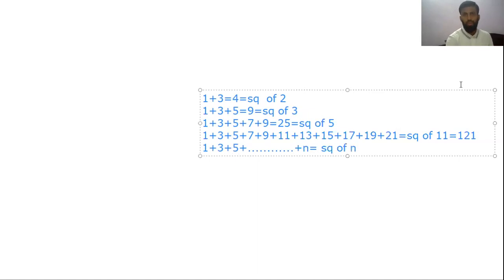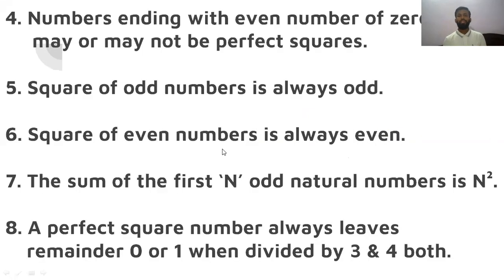Is that clear? So let's have a look at the property that says, property number 7, the sum of the first n odd natural numbers is n square, right? And we have so many questions on this property. I will show you one. For example, I was about to discuss this property in the end, but I have to show you now in order to make it very clear.